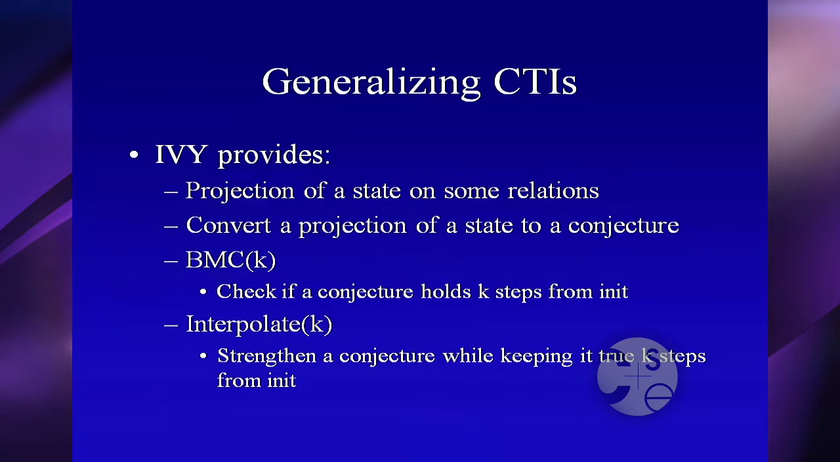So once again, we provide a projection. We convert the projection to a state. And there are these two steps that I will show you: bounded model checking, which checks that the conjecture holds for k steps, as we already saw, and interpolation of k, which strengthens the conjecture while keeping it true for k steps. Both of these can be computed with a SAT solver such as Z3.